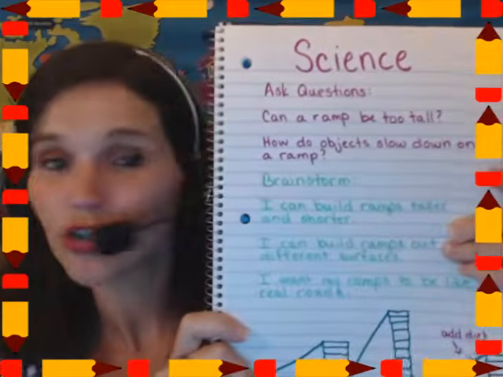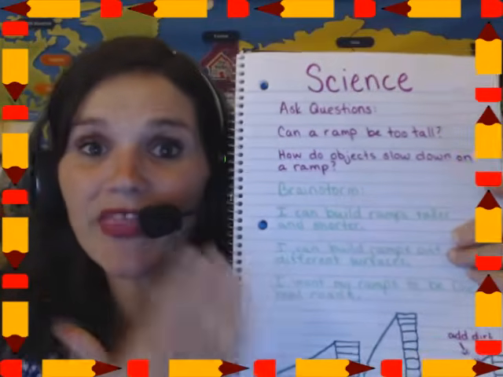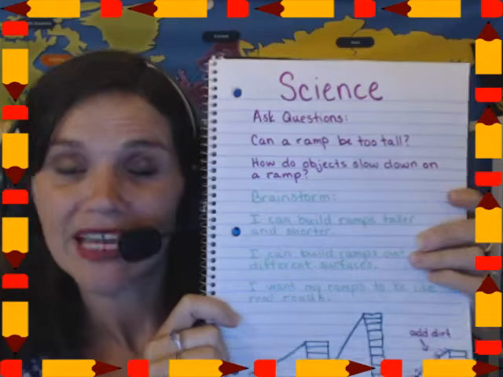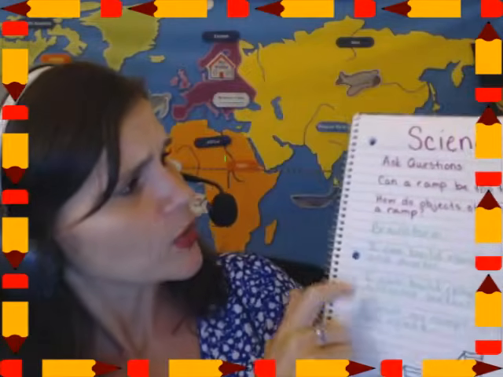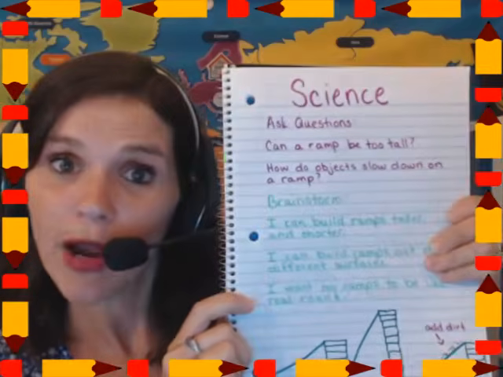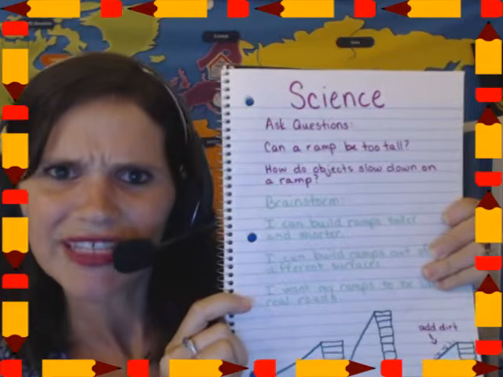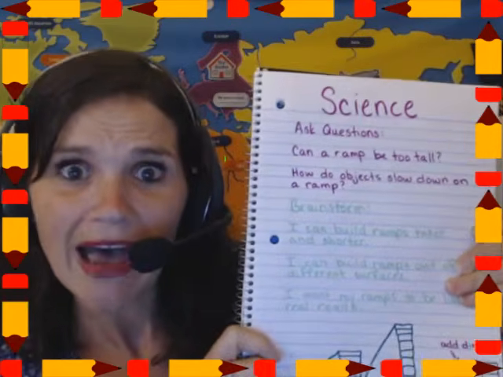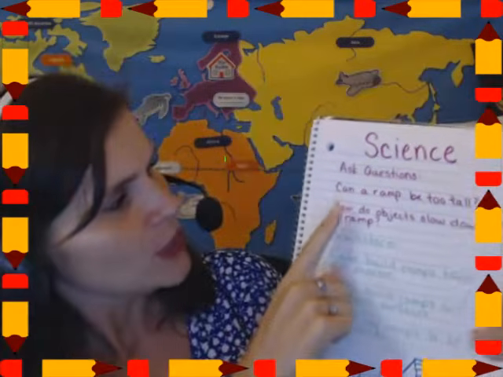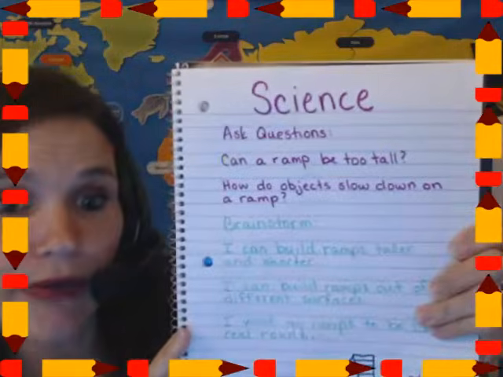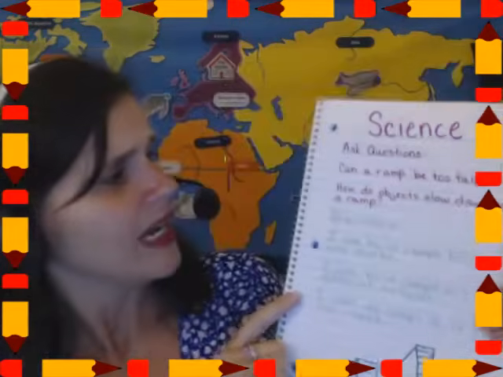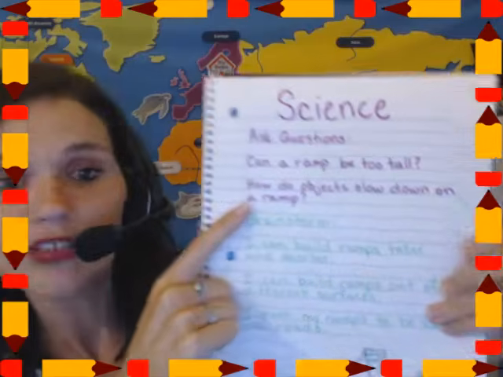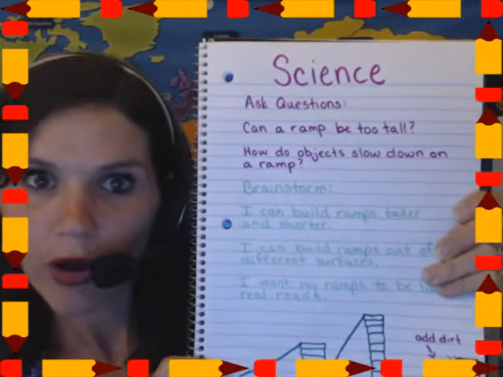This is my science journal. It might not look the same as yours, but that's okay. The work will be the same or very similar. So here are my two questions. They're probably different than the questions you have, and that's okay. Any question you have about ramps is fine. So I wrote, can a ramp be too tall? And how do objects slow down on a ramp? I saw that it said something about friction, but what does that mean?